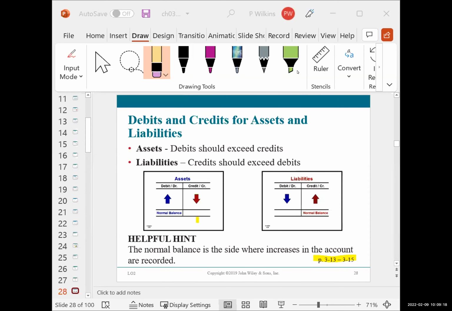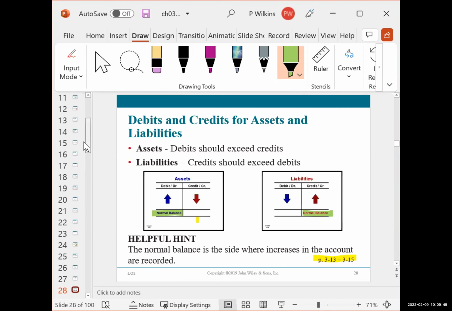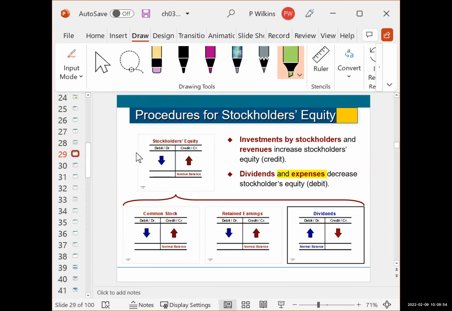So assets. Assets normally have a debit balance. So to make them go up, we are going to debit them. If we look at liabilities, liabilities normally have a credit balance. So to make them go up, we are going to credit them. And then you do the opposite to make it go down. Now I'm going to end up giving you a tool here that you can combine this all into one. So just hang with me here for a bit.